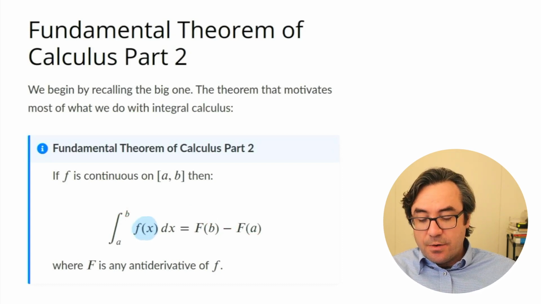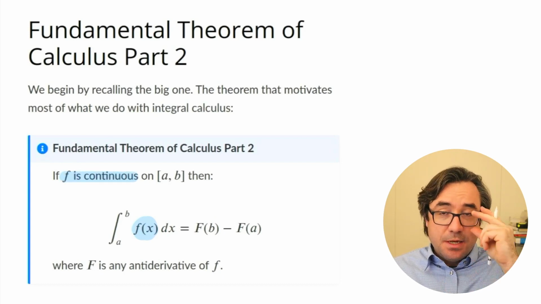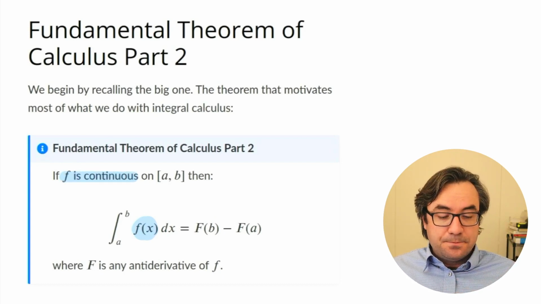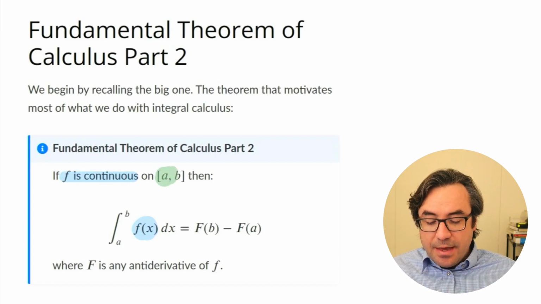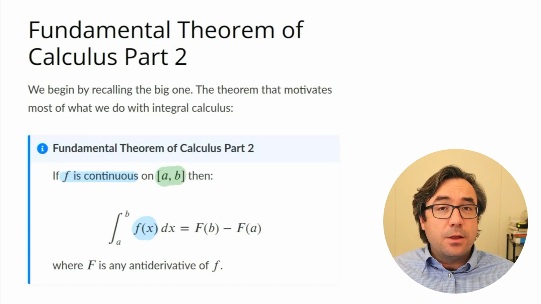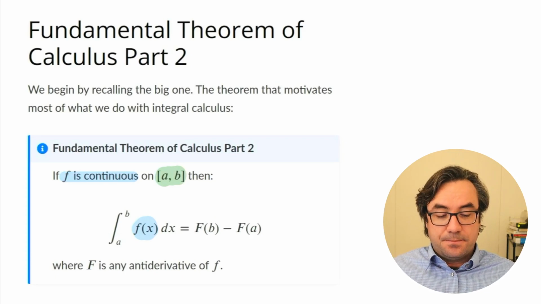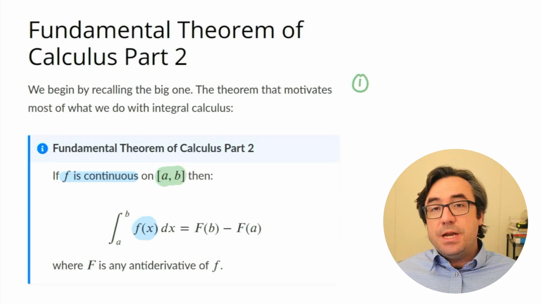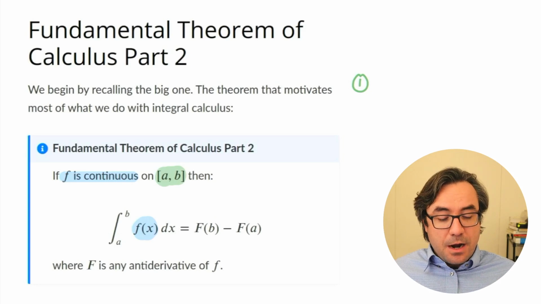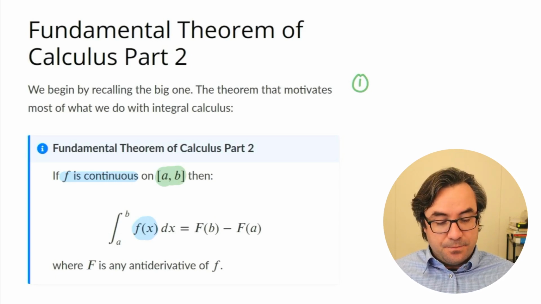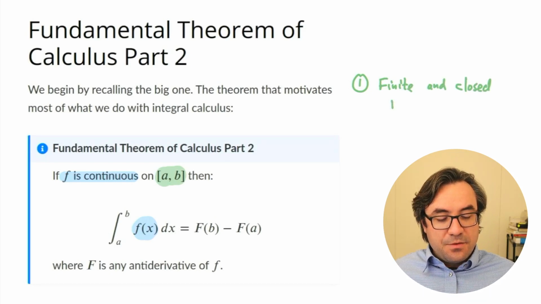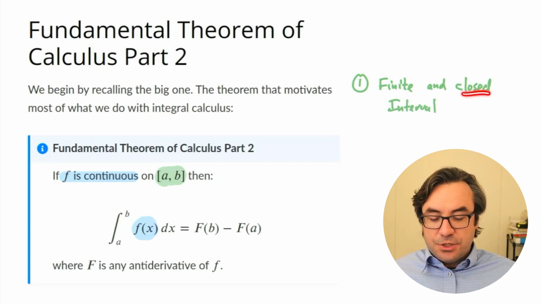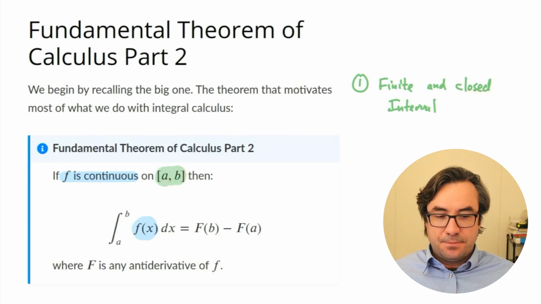And there's really two conditions here. The function we're integrating has to be continuous on our interval. And then we're also dealing with a closed interval, a finite interval here. So there's really two conditions for this theorem. Our interval is finite. So we have a finite and closed interval. Finite just means it doesn't extend off to infinity in either direction, and closed just means it includes the endpoints.